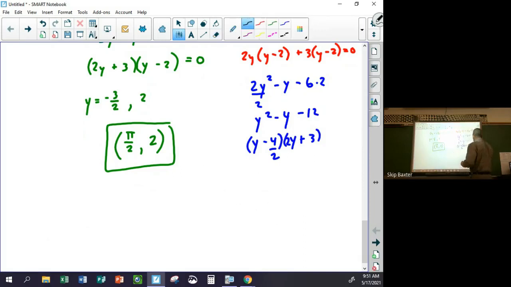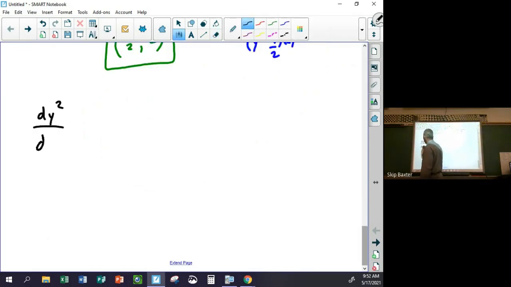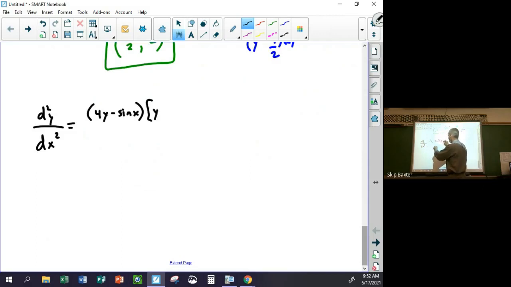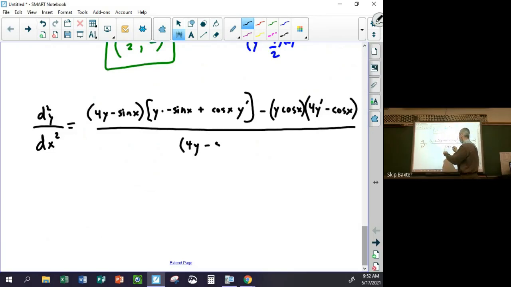They gave us the first derivative, so now we just need to find d squared y over dx squared, which would be the bottom, 4y minus sine x, times the derivative of the top, which is the first times the derivative of the second, plus the second times the derivative of the first, minus the top times the derivative of the bottom, 4y prime minus cosine x, over the bottom squared.